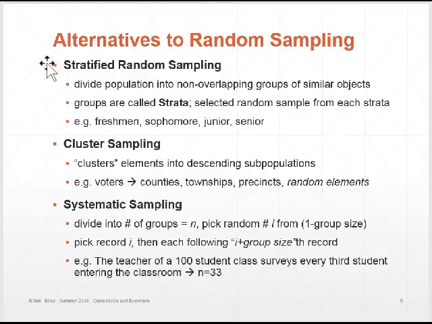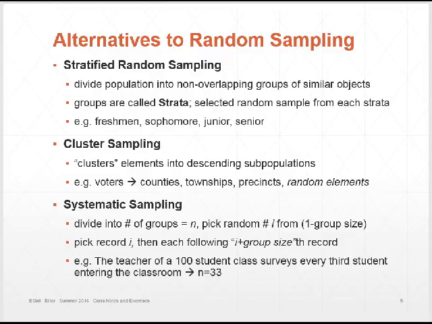Simple random sampling then is where we select, as discussed on the previous slide, our lowercase n number of elements randomly from the population. Let's look at a couple other techniques that can be used. Also random sampling would be the stratified random sampling technique.